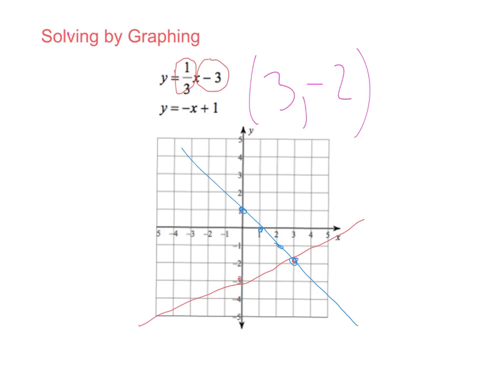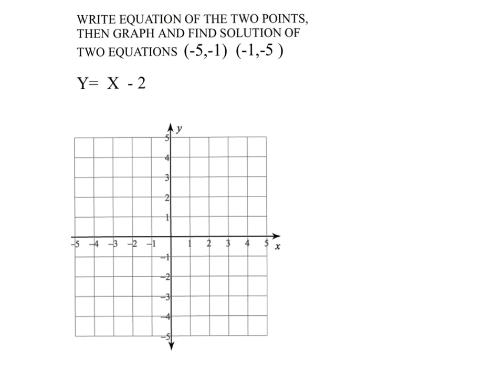Let's go to our second problem, same page, page 3. Write the equation of the 2 points, then graph and find the solution of the two equations: (negative 5, negative 1) and (negative 1, negative 5). So let's start off by finding the equation. So we will have x1 and x2, and y1 and y2.